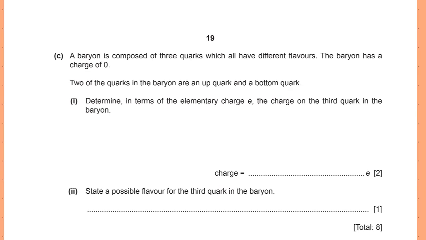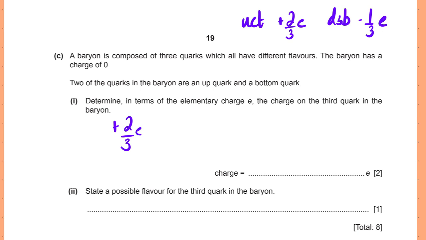A baryon is composed of 3 quarks, all of which have different flavors. The baryon has a charge of 0. Two of the quarks in the baryon are up and bottom. Determine, in terms of the elementary charge, the charge on the third quark in the baryon. So you know up, charm, top are plus 2 by 3e. And the other ones, down, strange, bottom, are negative 1 by 3e. One is up, which is 2 by 3e. Another one is bottom, which is negative 1 by 3e. So I need another one from here, but they all have to be different.